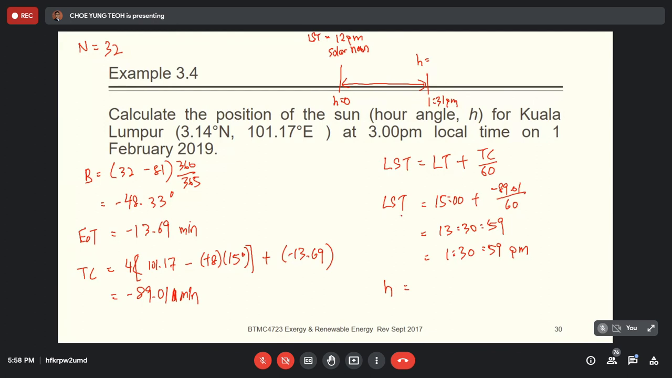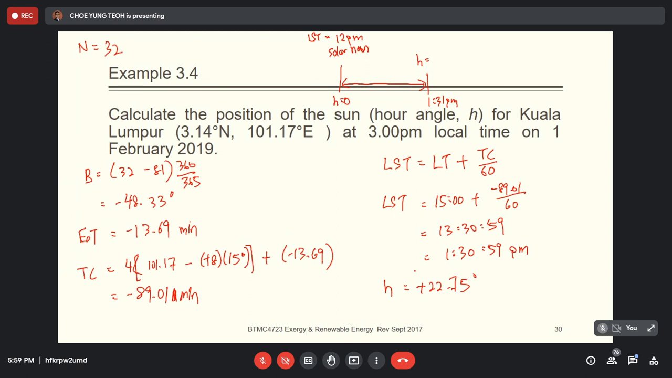Yeah, it's 22.74. Why did you get negative 22.1? A negative hour angle means before solar noon, which is in the morning. But here we already got 1:30 p.m., so definitely it's afternoon. So we get positive 22.75. Of course we don't need to put positive; with no sign, I assume that it is positive.